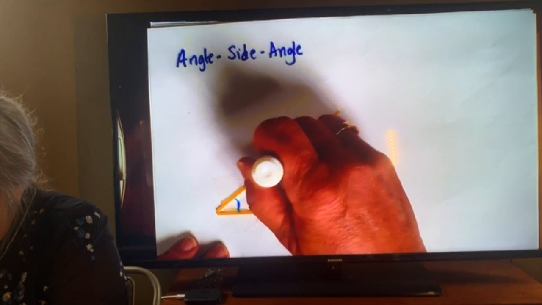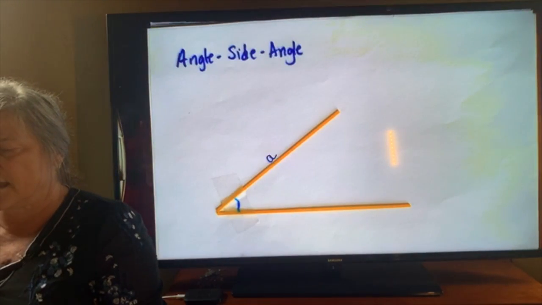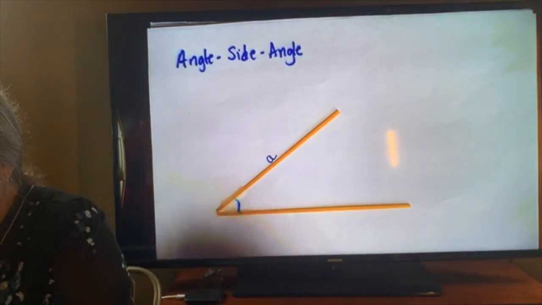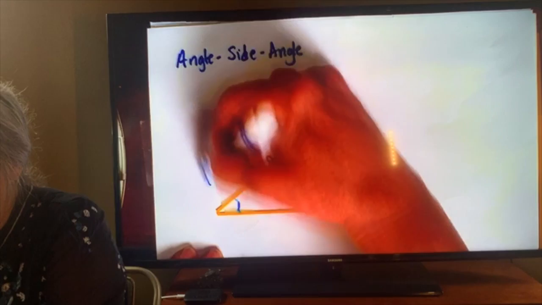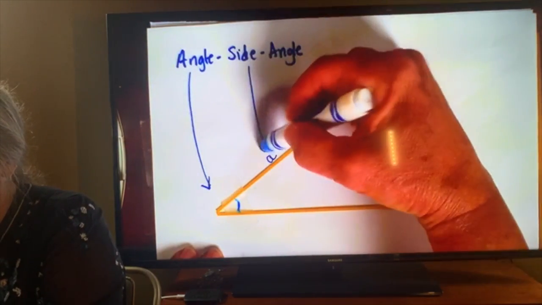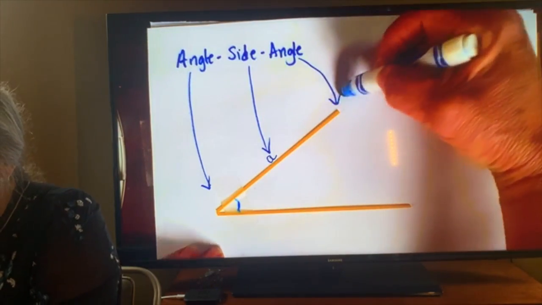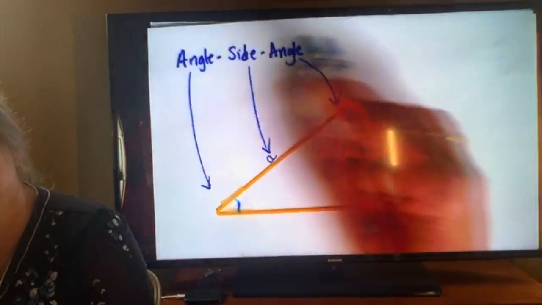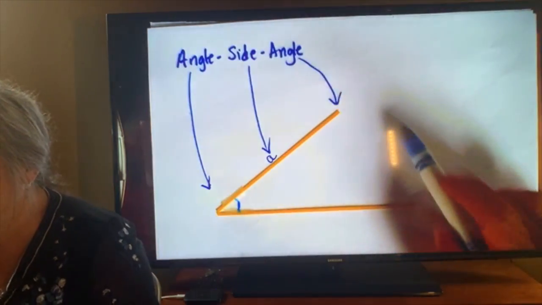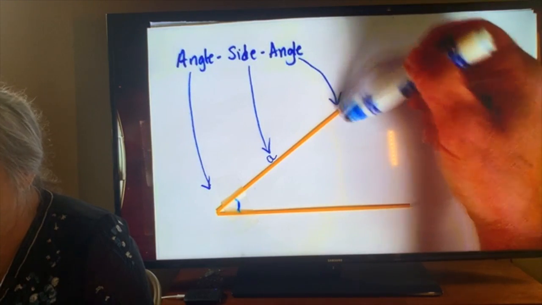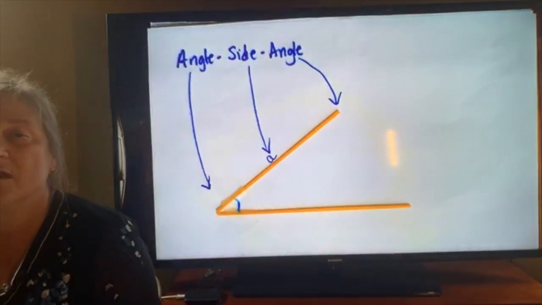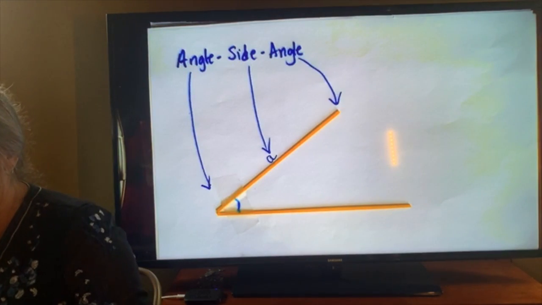I'll call that little a. We have this side A, and then we have an angle that goes here. This is an angle, this is a side, and now this is an angle. Now we can't look at this angle because it goes in order, kind of like you're reading a book. So angle, side, angle. But you could start here and go angle, this side, angle, or you could start here and go angle, this side, angle. But they all have to be in order like that.